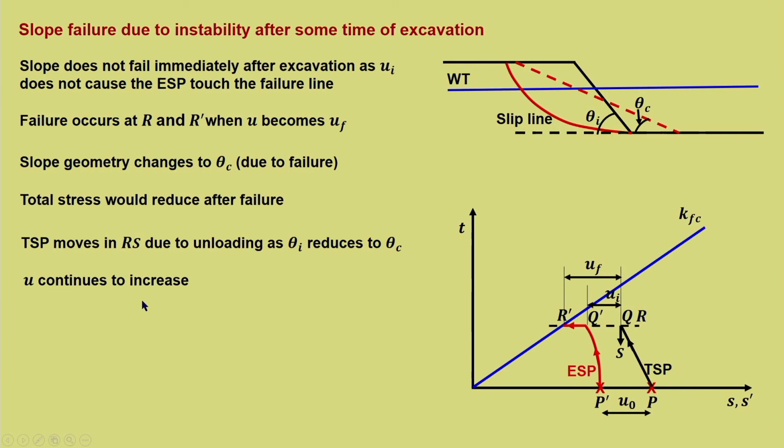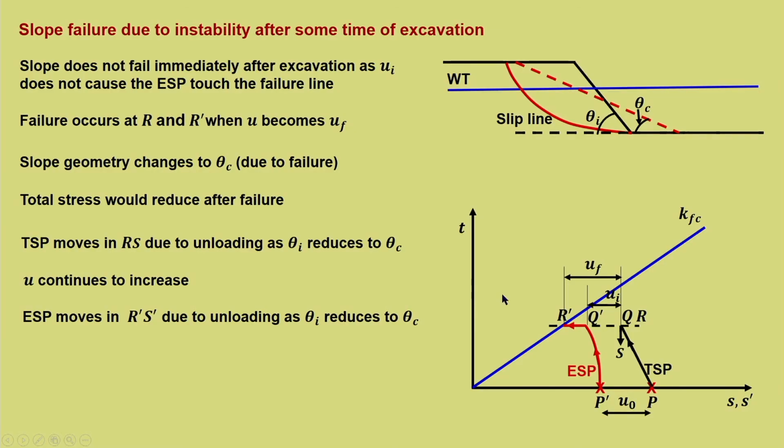But U continues to increase because it is a gaining of pore water pressure till it reaches a steady state equilibrium value, which is denoted as maybe U_FC. So, the ESP moves along R dash S dash. Now, what is the effect on the effective stress path? It is not terminating here. Now, it has achieved a new geometry. Due to unloading because of theta I reducing to theta C, the ESP moves towards S dash. So, R dash S dash corresponds to a reduction in the total stress path.